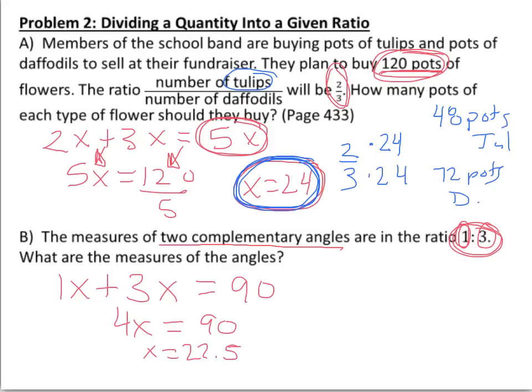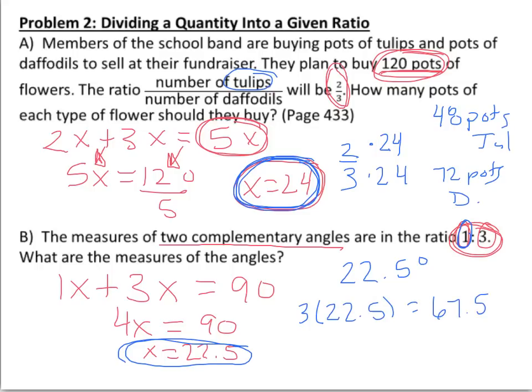Again, this is my multiplier. This is what I use to help me figure out what my total is. So I want to figure out what both angles are. So one angle, smaller angle, the ratio of 1 is just going to be 22.5 degrees. Because 22.5 times 1 is 22.5. My other angle is going to be 3 times my multiplier. So that's going to be 67.5 degrees. And these are my 2 angle measurements using my multiplier for my ratio.